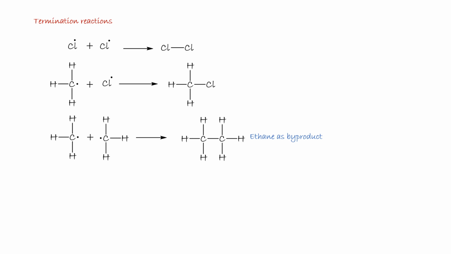Termination reaction: chlorine radical with chlorine radical to give chlorine molecule, methyl radical with chlorine radical to give chloromethane, methyl radical with methyl radical to give ethane as a byproduct.